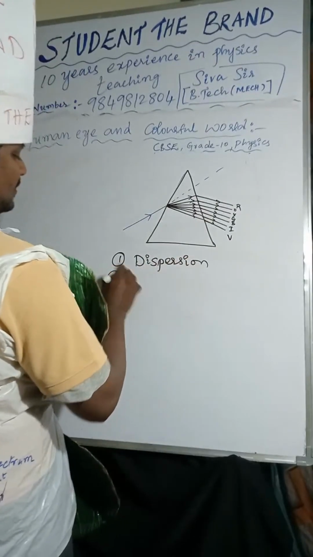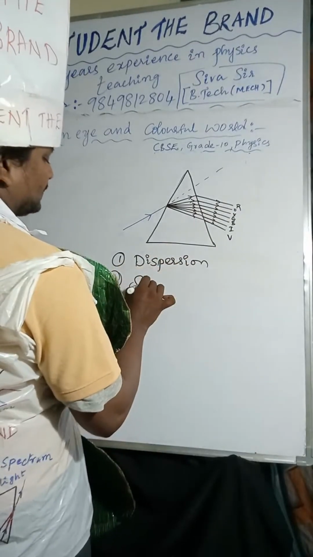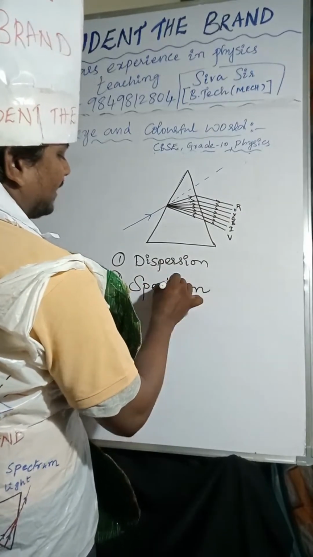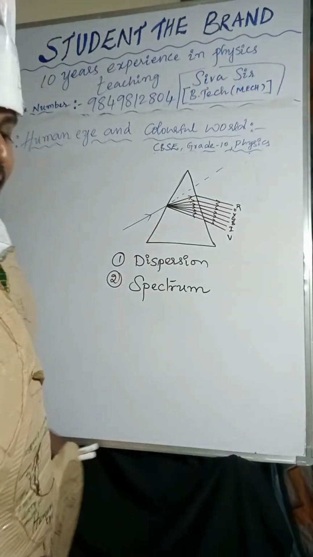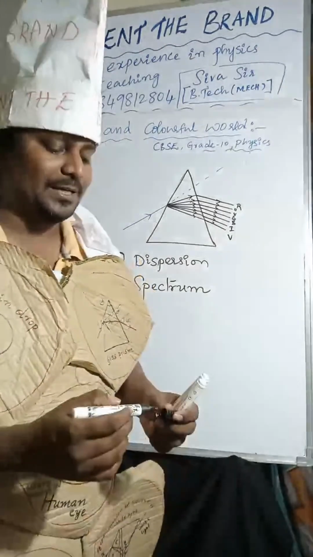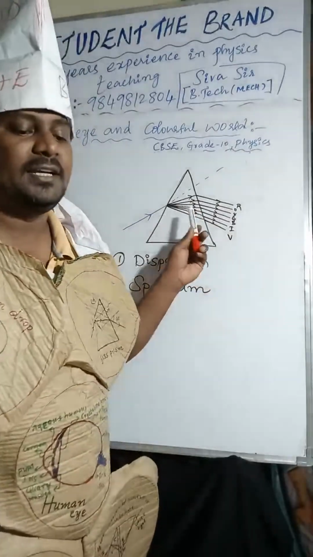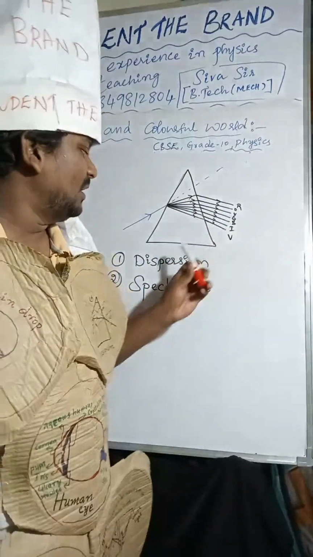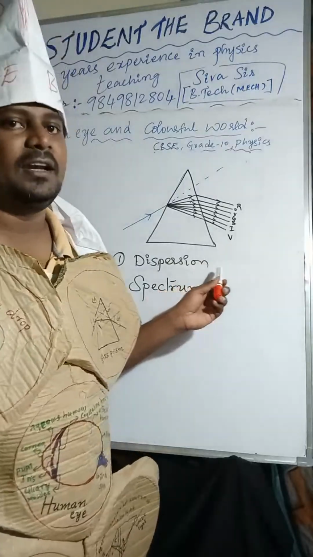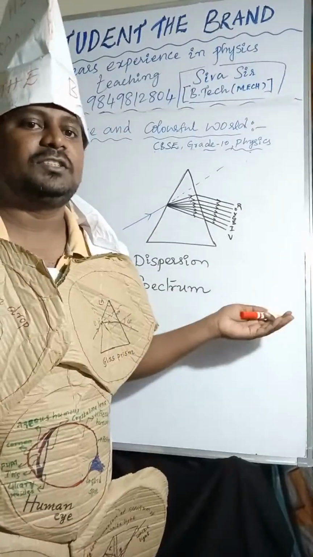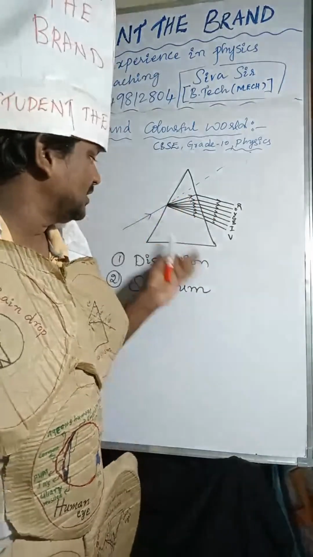Second one is spectrum. Splitting of white light into 7 colors is known as dispersion. The splitting of white light into its constituent colors is known as dispersion.